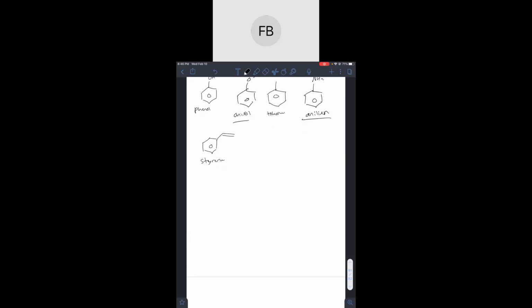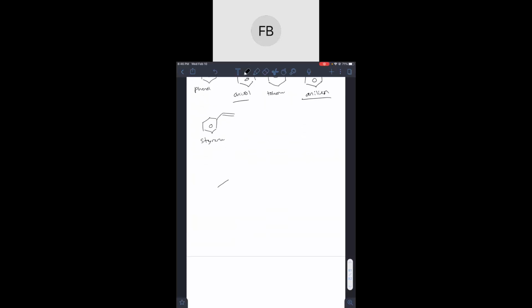Okay, and then for the other ones, there are 3. There's this one, which I think is the easiest out of the 3. There's this one, and there is this one. Between these 3, this one is the easy one to recognize. It's benzoic acid. Benzoic from benzene, and acid because this is an acid.